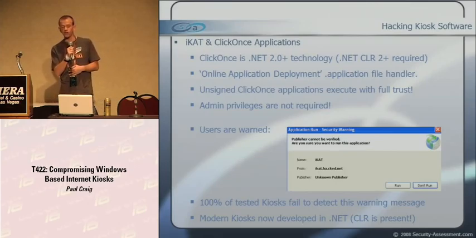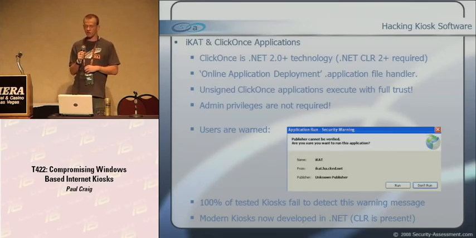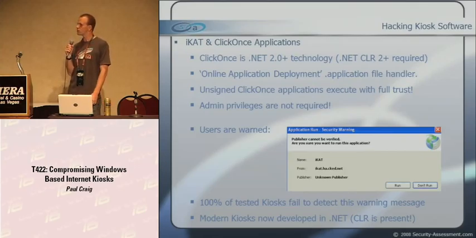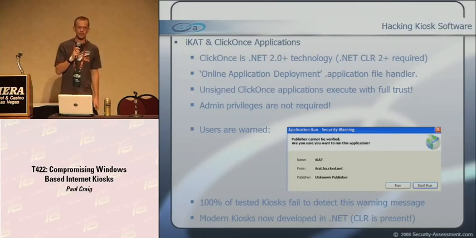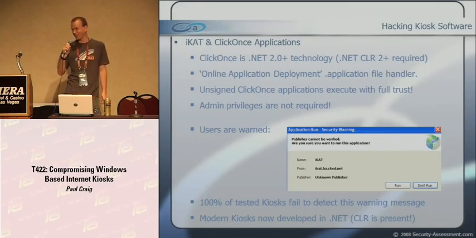Now, users are warned. You get a dialog box that pops up that says, application run, security warning. Again, no kiosks were able to detect this dialog box. So if .NET is installed, you win. This is particularly important because many kiosks are now written in .NET, which means the CLR is present and .NET 2 is installed. So this is basically one click, you got shell. I found this to be the most powerful and the easiest. It really works. This is uber.